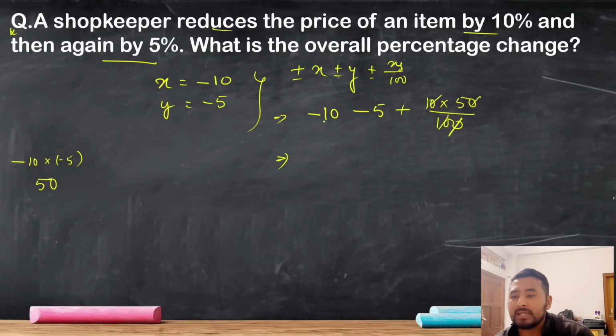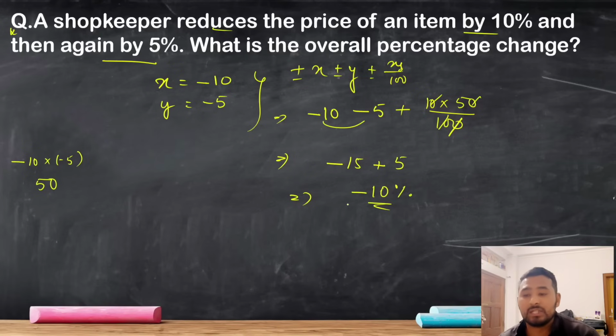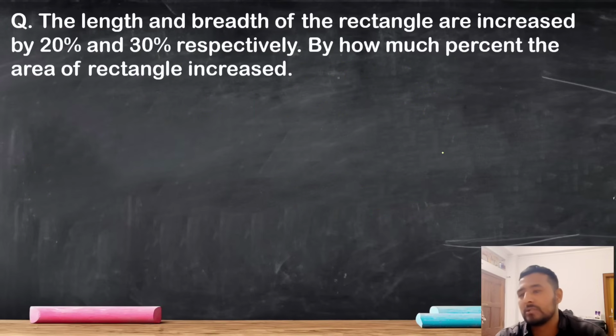What we were getting is minus 15 plus 5. So when you get the overall change, how much? Minus 15 plus 5 will be minus 10%. The overall change is minus 10%, because it is reducing. So it is reducing by how much? By 10%. I hope it is clear. Let's go to the next question.